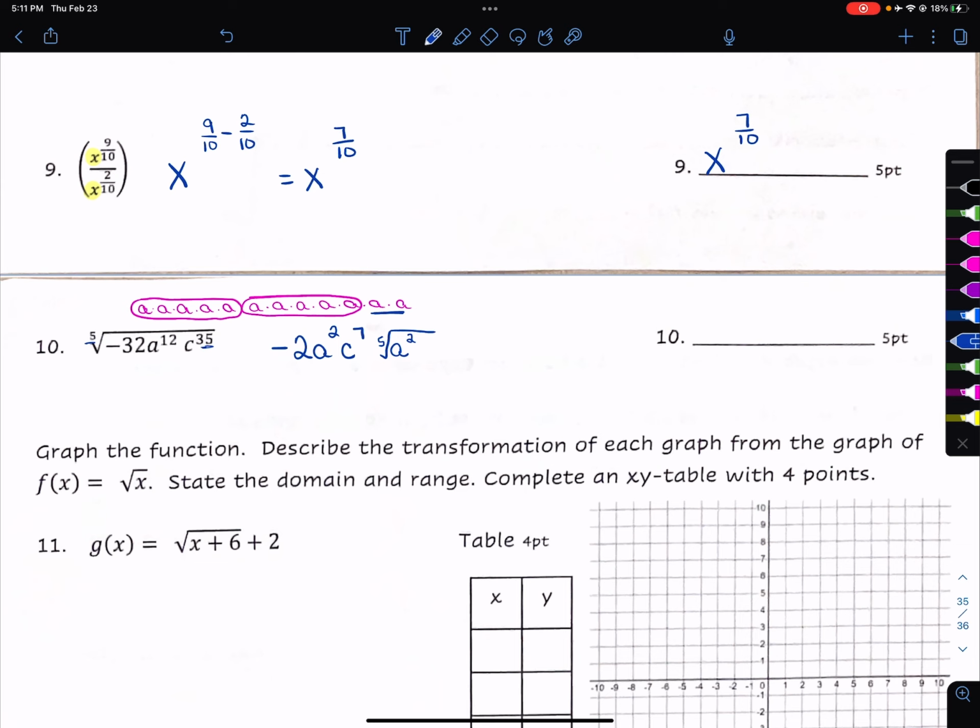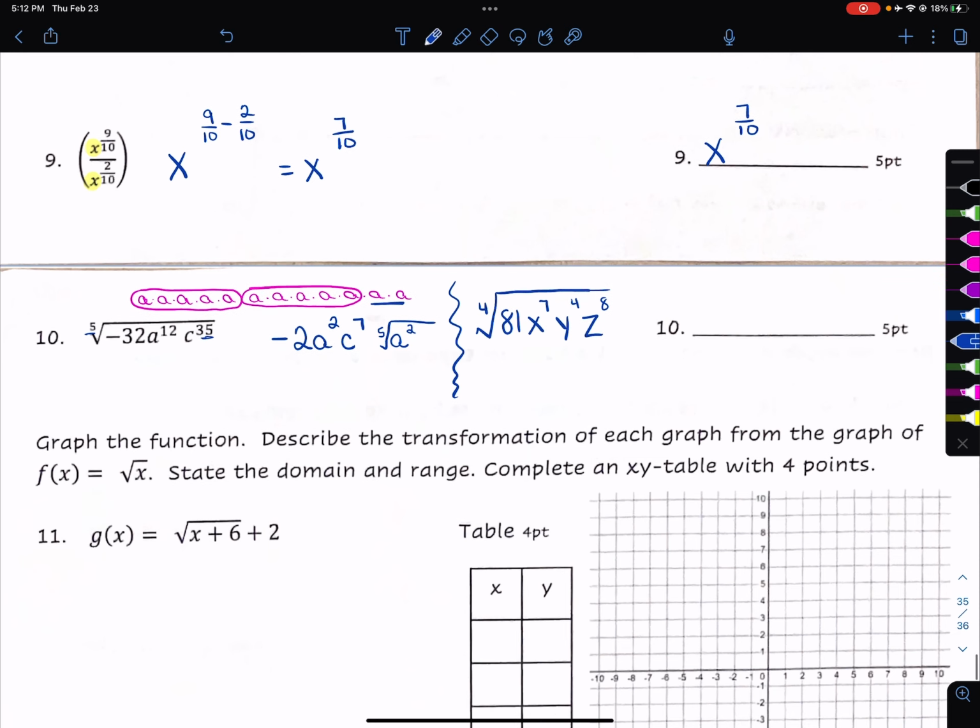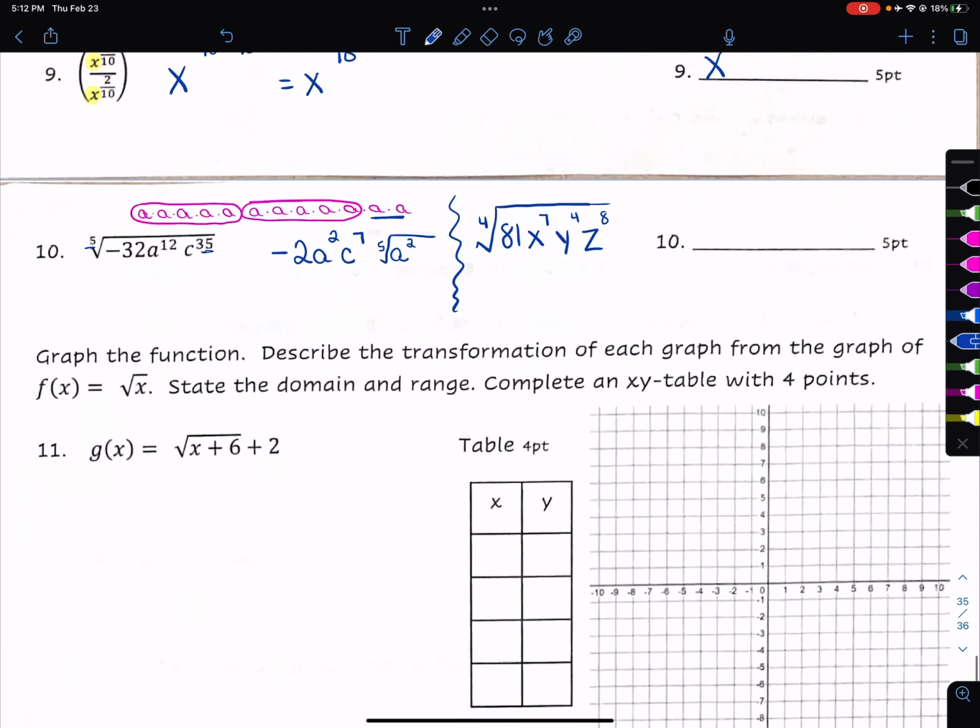I'm going to give you one to try as well, okay? Try this one, and once you have it, feel free to send it to me and say, Miss Garrett, did I do this right? And I'll let you know, okay? So I have the fourth root of 81, x to the 7th power, y to the 4th power, and z to the 8th power. All right, check that one, send it to me, and let me know what you get, okay? All right, so this is going to be a you try.